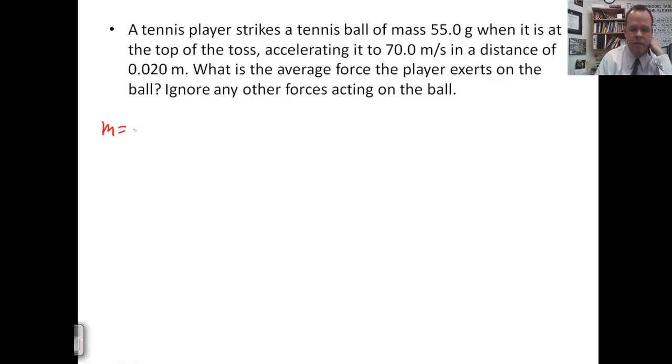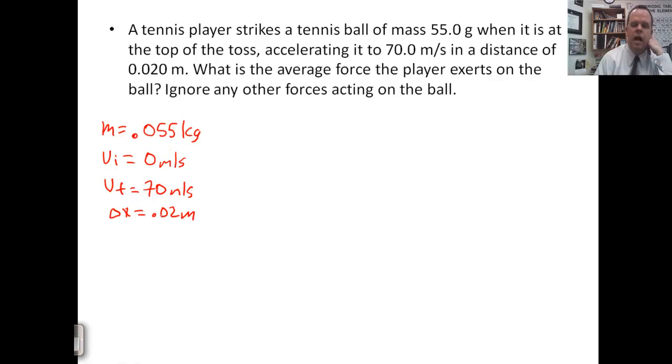So we know the mass is 55 grams. We have to convert that to kilograms, so 0.055 kilograms. We know the initial velocity of the ball. It's at the highest point of its toss, 0 meters per second. And we know the final velocity of the ball is going to be 70 meters per second. We know the delta x is 0.02 meters. And we're looking for force.